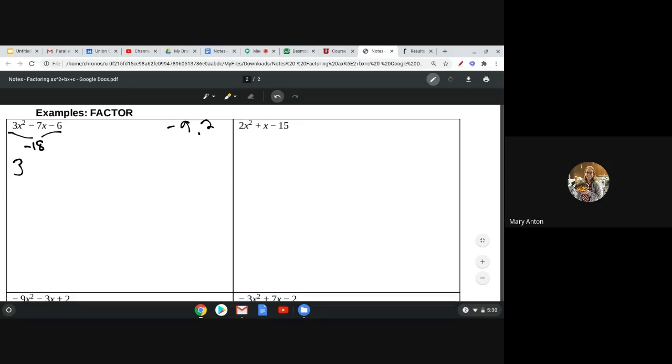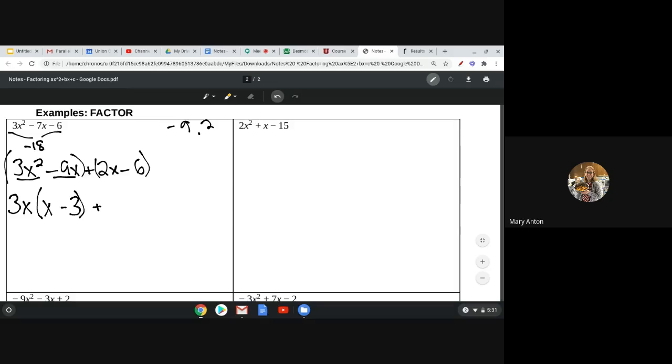So we can write this as 3x squared minus 9x plus 2x minus 6. All right, now we're going to factor each of these binomial pairs. From 3x squared minus 9x, the common factor of 3 and 9 is 3, and we can also factor out an x because both terms have an x. So we factor out a 3x. 3x squared divided by 3x leaves an x. Negative 9x divided by 3x leaves a negative 3.